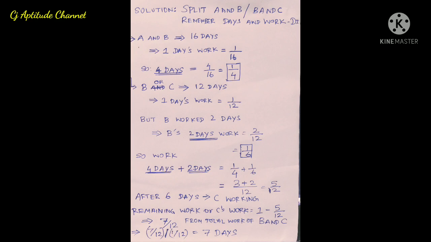But we need the days, not the work. Already as you can see in the first line, total work is 1, and 1 day's work is 1 by 16. If total work is known and 1 day's work is known, number of days 16 can be calculated, right? Just 16 equals total work 1 divided by 1 day's work. Easily we can get the 16 days as the answer. Similarly, here total work is 7 by 12 and 1 day's work of C is 1 by 12. So 7 by 12 divided by 1 by 12, we will get the answer 7 days. Got it?